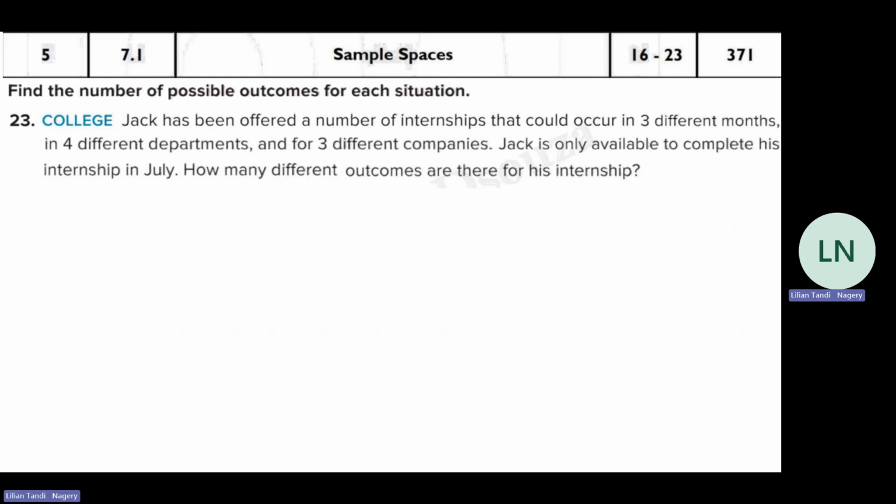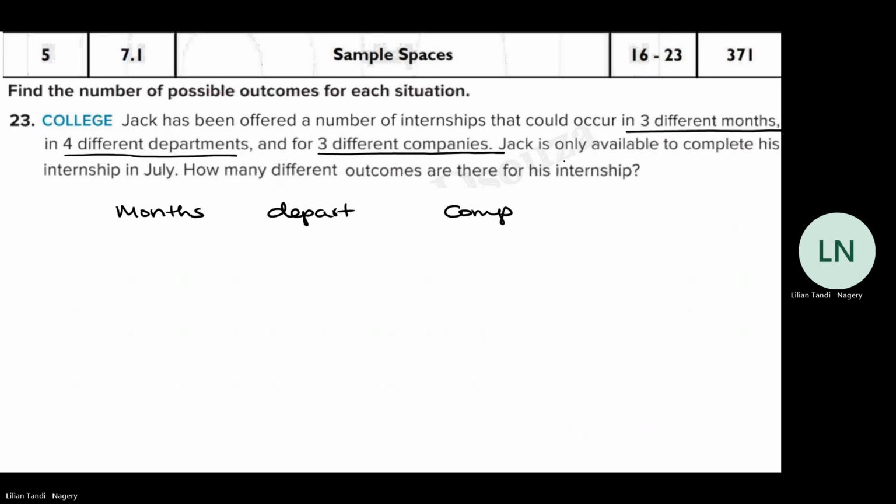Jack has been offered a number of internships that could occur in 3 different months, 4 different departments, and 3 different companies. Month, departments, companies. Jack is only available in July. So that's 1 month. But he can go to 4 different departments and he can go to 3 different companies. How many different outcomes? 12 different outcomes.